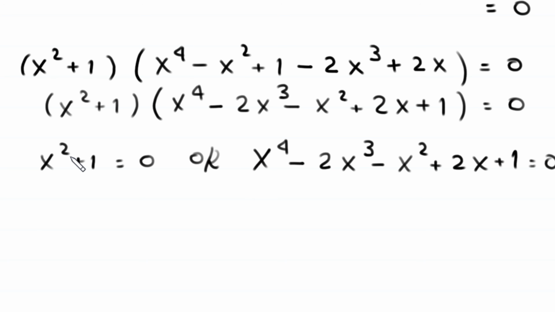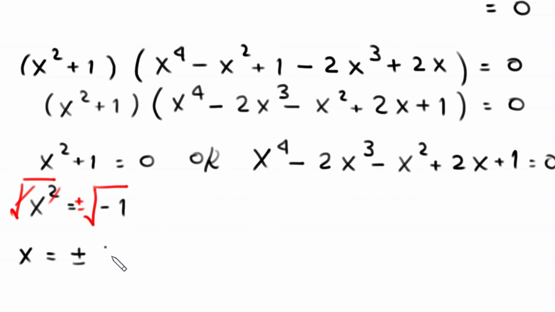From this equation, if we move this 1 to the right hand side, this will become x squared equal to negative 1. We take the square root of both sides. So the square will be cancelled out with the square root, and x will be equal to the square root of negative 1, which is i, so this will become plus or minus i. This is the first and second solution.